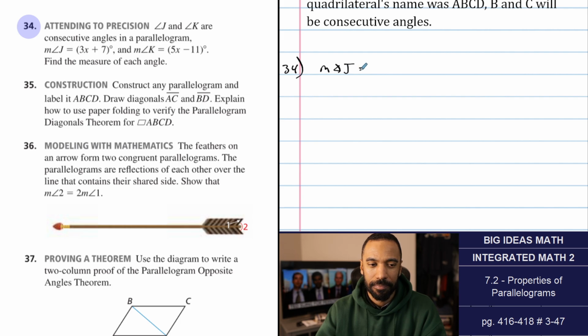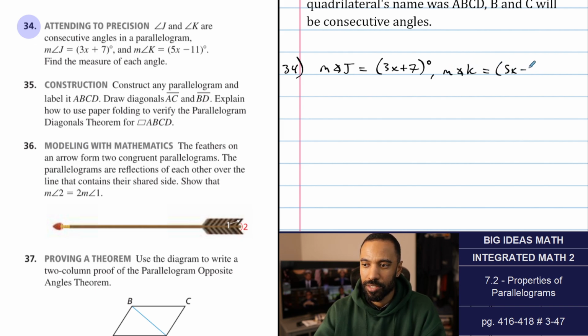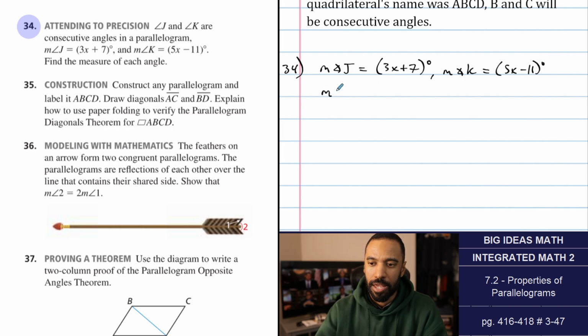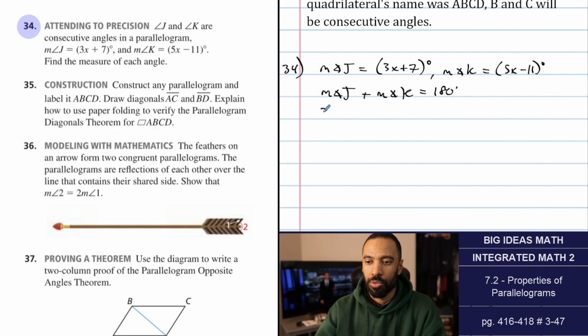Measure of angle J equals 3x plus 7 degrees. Measure of angle K equals 5x minus 11 degrees. And these guys are supplementary. Measure of angle J plus measure of angle K equals 180 degrees. So 3x plus 7 plus 5x minus 11 equals 180.